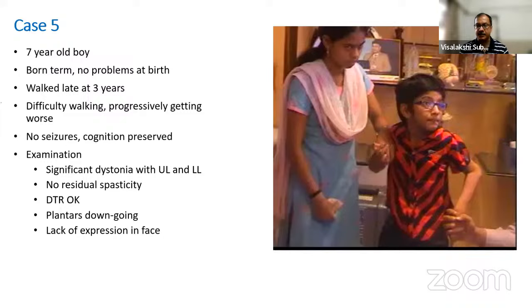We want to always catch a treatable disorder. So this is case five, second last case, a 7-year-old boy born at term, no problems at birth, walked late at 3 years of age. He has difficulty in walking, which is progressively getting worse. He has no seizures, his cognition is preserved.